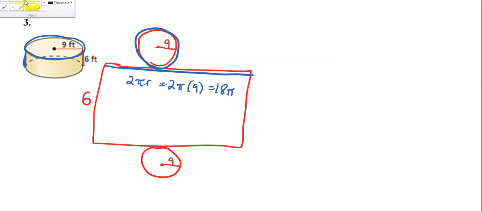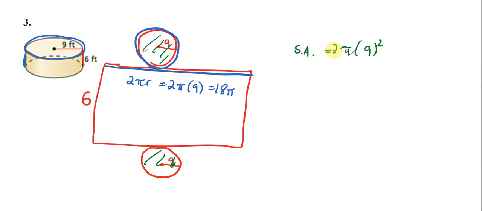Okay, so now we can calculate the total surface area. I will abbreviate it SA. The surface area is the area of the circle, which is pi r squared. But there are two circles, right? There's this circle and then there's this circle. So we're going to multiply it by 2, plus the length of the rectangle, which is 18 pi, multiplied by the height of the rectangle, which is 6.